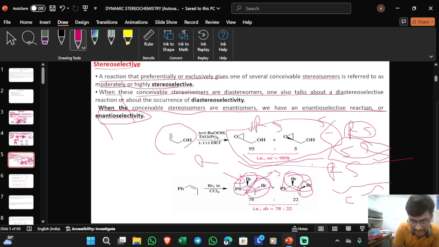And the same type: these are R and these are R. So R and R, and sometimes R and S. R and R are two diastereotopic compounds. These are diastereotopic.